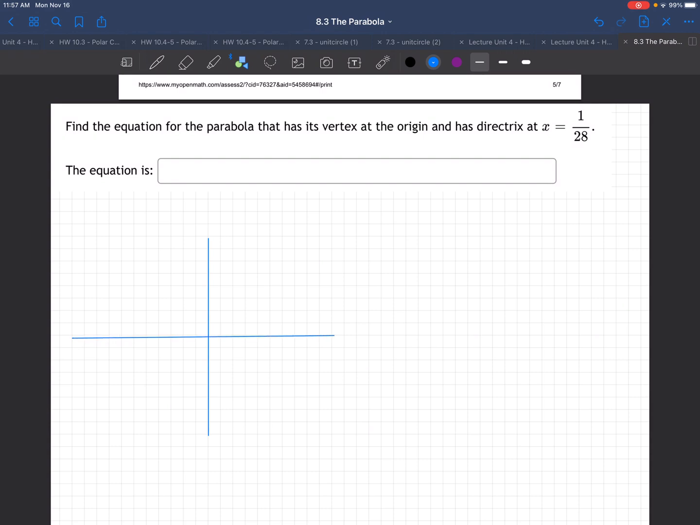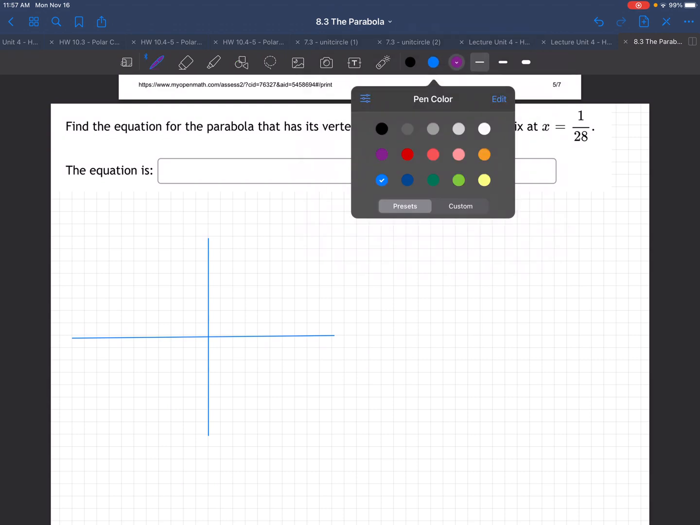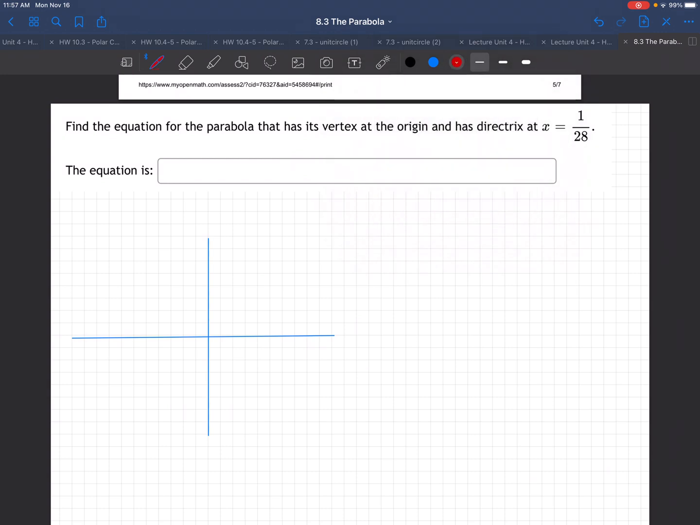Okay, so we've got an axis system, and this parabola has its vertex at the origin. Let me draw for you the four directions. This is what you definitely want to have in your notes, these four directions for the parabola: 1, 2, 3, and 4 here.